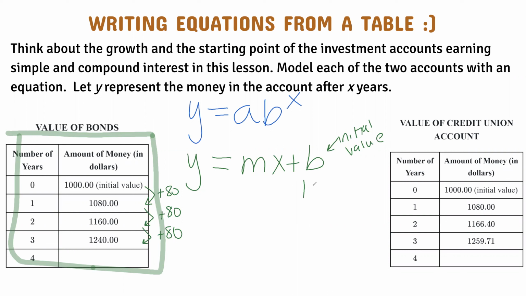And so the $1,000 will go here. Okay, and what is our growth? What is our slope? What is our rate of change? It's this 80. And that is our M. We'll call it growth. 80x. So there is our equation for the value of the bonds.